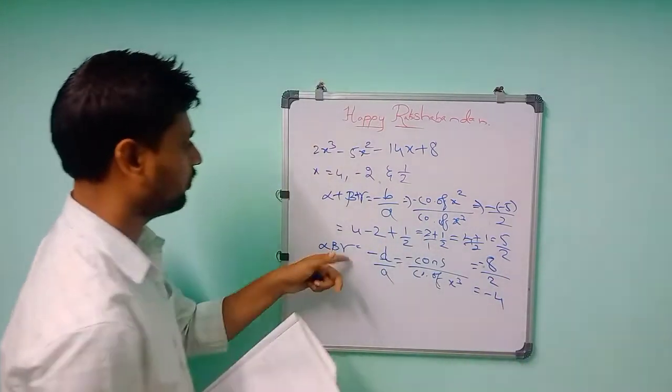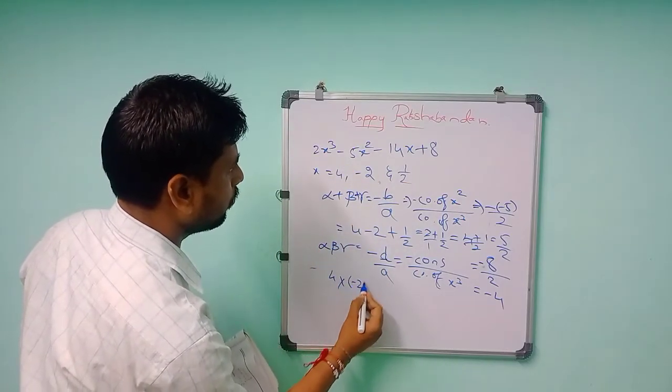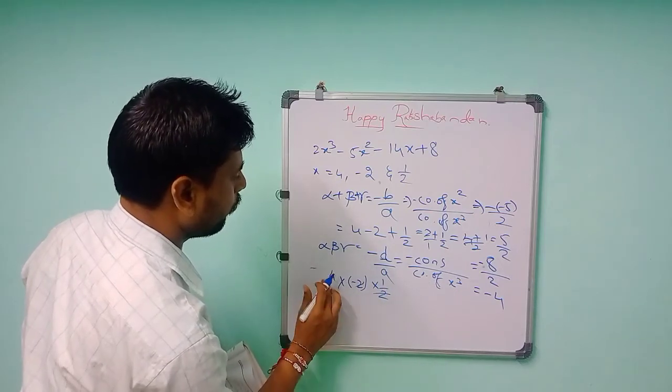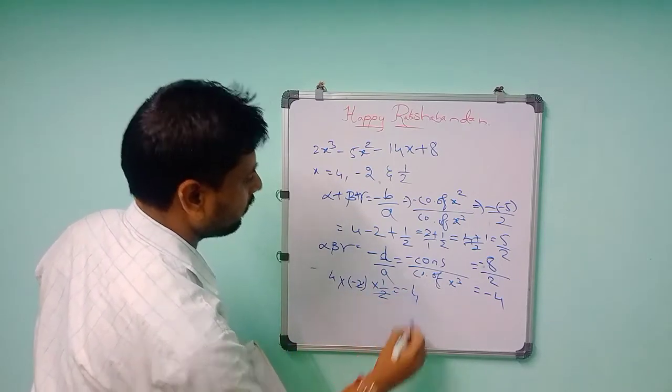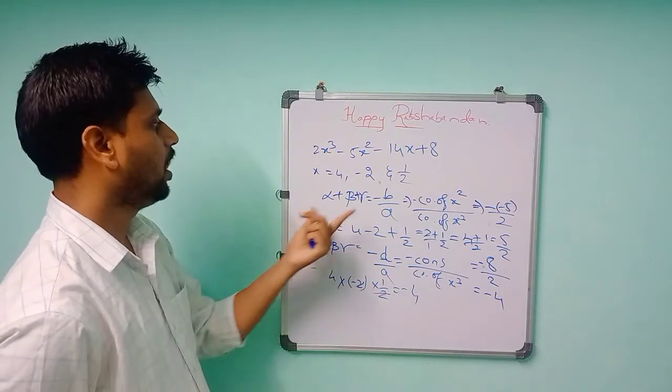If you multiply these three numbers, 4 into minus 2 into 1 by 2, the product you have taken, the 2 gets cancelled and 4 into 1 is 4. So minus 4. The answer is coming minus 4, so it is satisfying. For alpha beta gamma it is minus d by a.